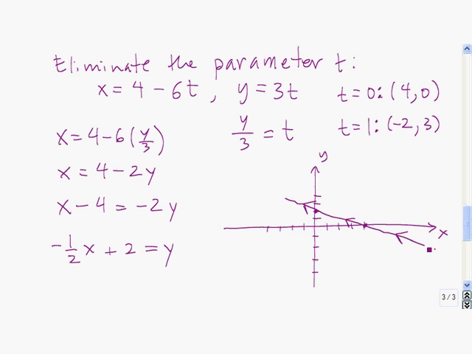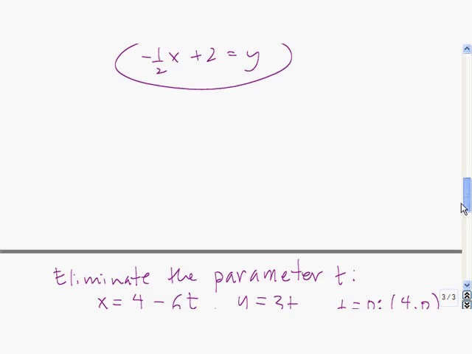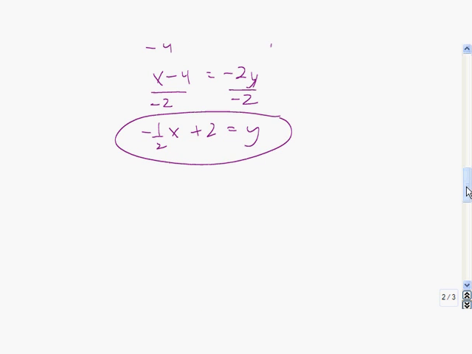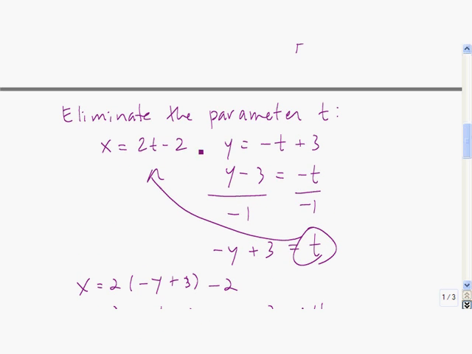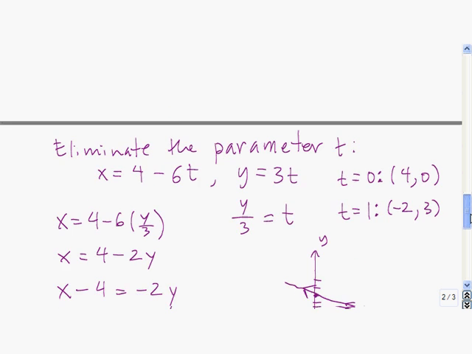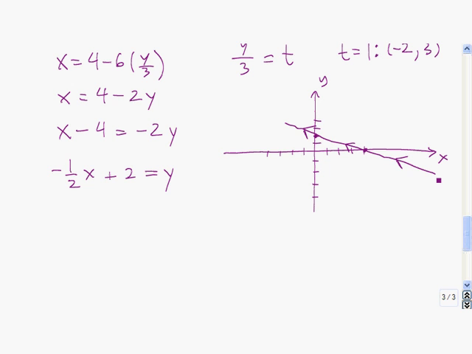Okay, one last thing I want to address is the fact that this is what we get when we eliminate the parameter t for this set of parametric equations. But we see that it's exactly the same equation as when we had this set of parametric equations. And so what that tells us is that for each curve, there are in fact lots and lots of ways to describe it parametrically.